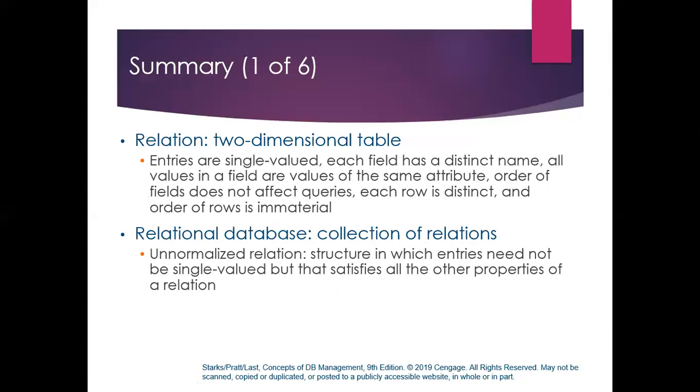A relational database is simply a collection of relations. An unnormalized relation is a structure in which entries need not be single valued, but that satisfies all other properties of a relation.